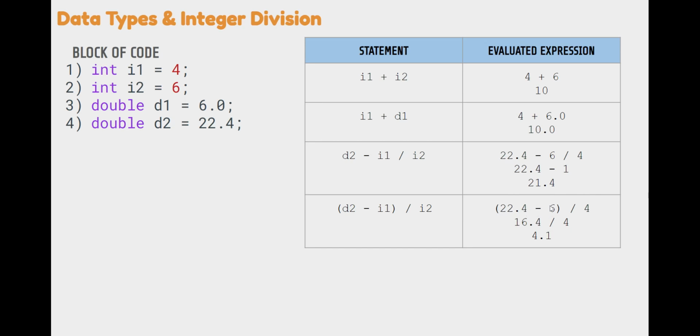22.4 minus 6 is going to evaluate to 16.4. Then we have 16.4 divided by 4. So we have a double in here. So the answer will evaluate as a double, and it evaluates to 4.1. Make sure that you are very comfortable working with different data types while evaluating expressions.